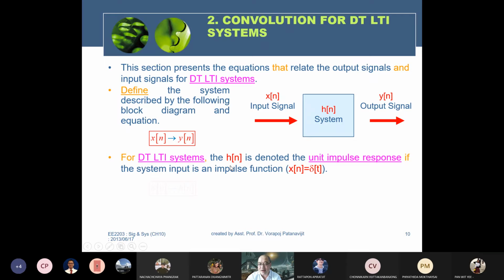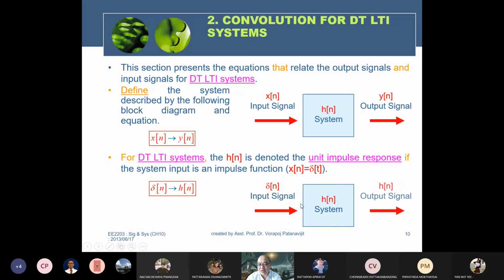For the DT-LTI system, h[n] denotes the impulse response, which means if you feed the impulse as the input, the output equals that signal. It means the output equals the convolution between the input and the impulse response of the system. In this case, the delta function is the identity of the convolution. Anything convolved with the impulse gives you that thing.